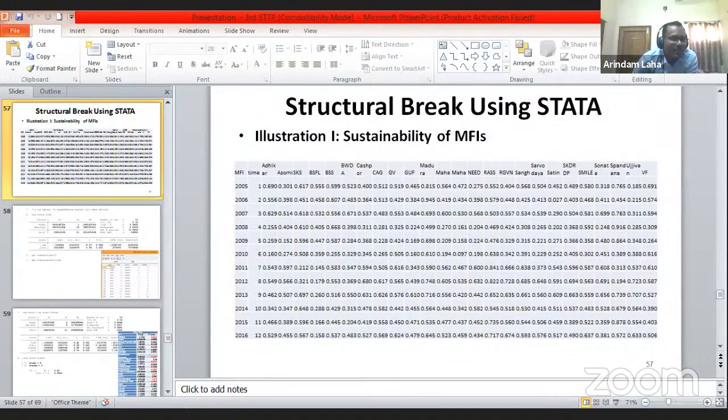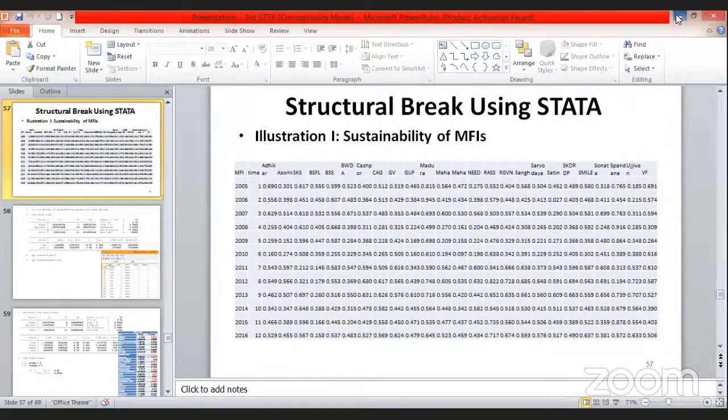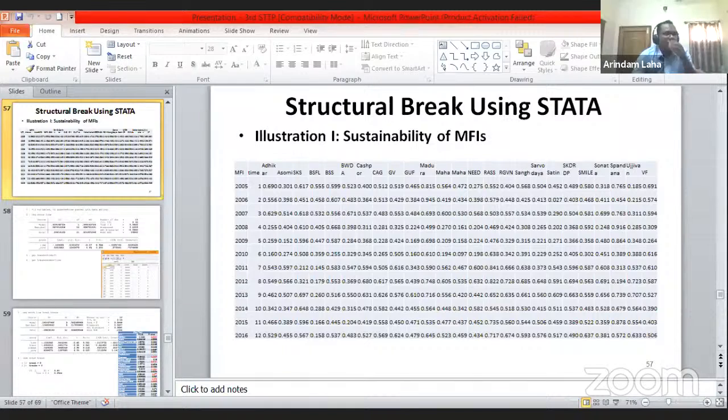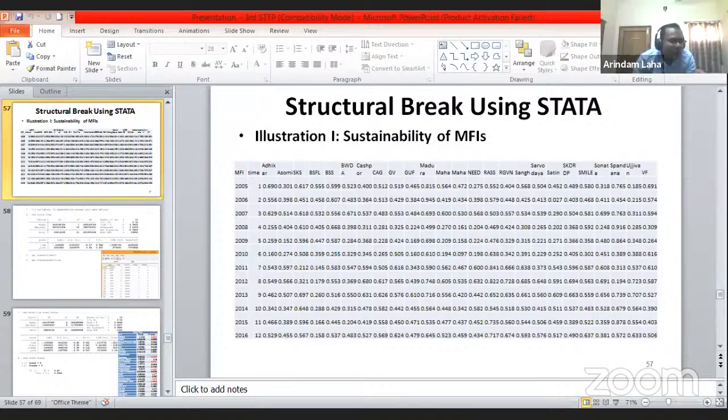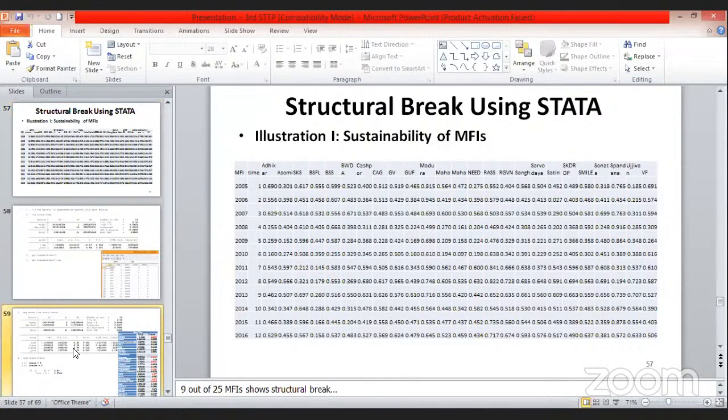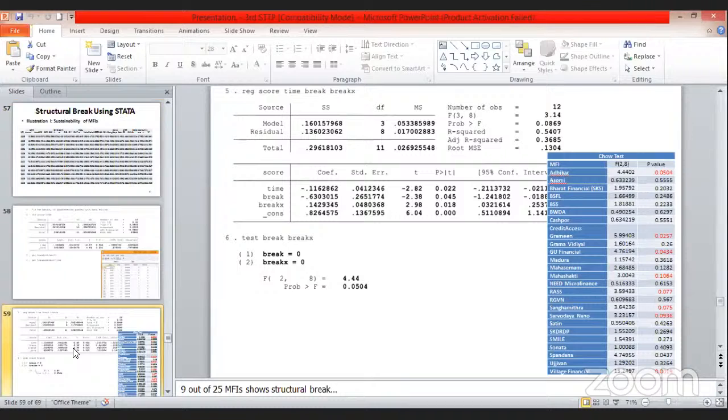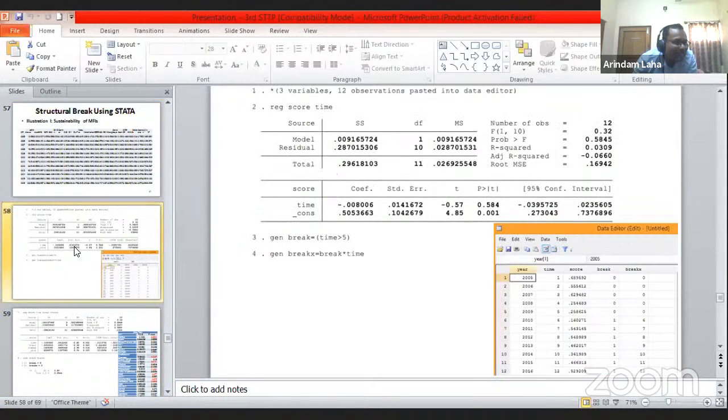Okay, so please bear with me. Let us now copy the data set. If you have the data set, you have a column like time, and a column like Udhikar. Udhikar is the name of a particular microfinance institution. Just copy the data set. What are Adhik, BWD, Cash Up? These are basically the names of microfinance institutions.